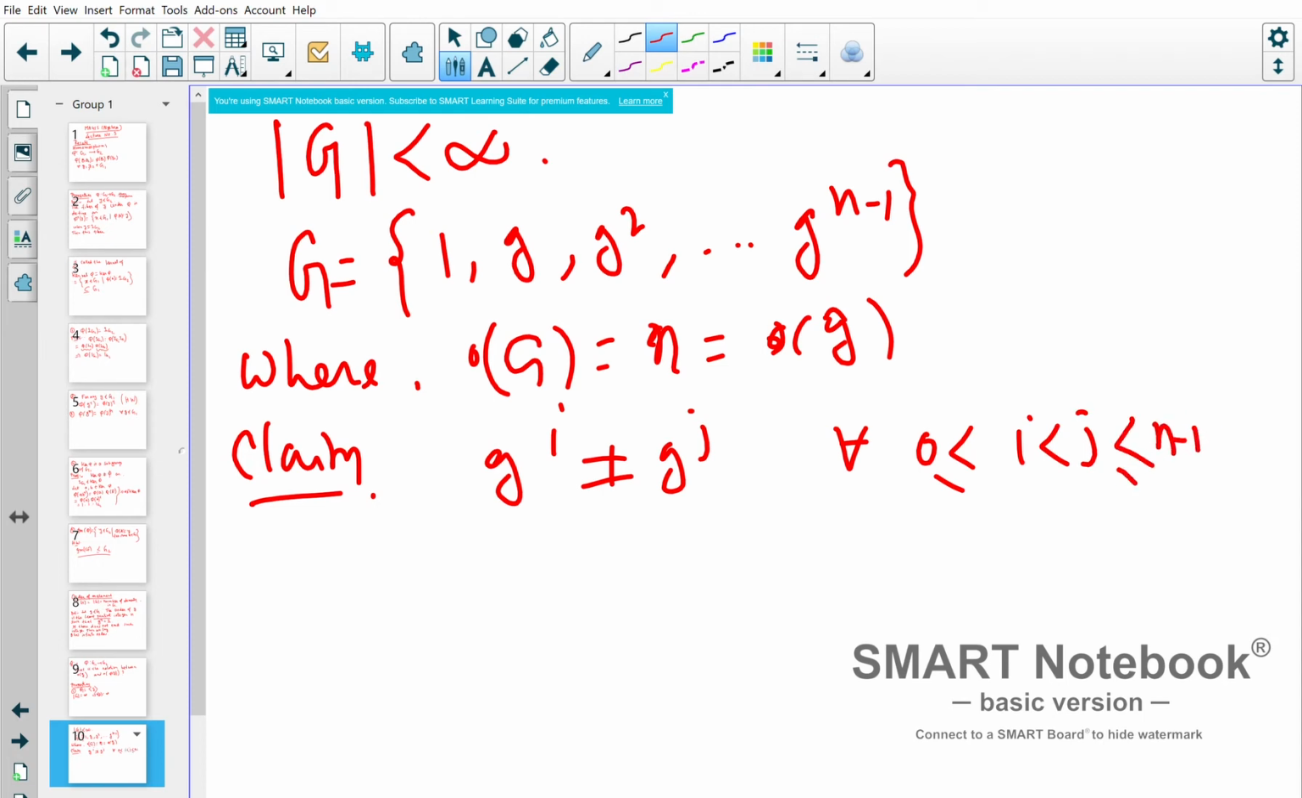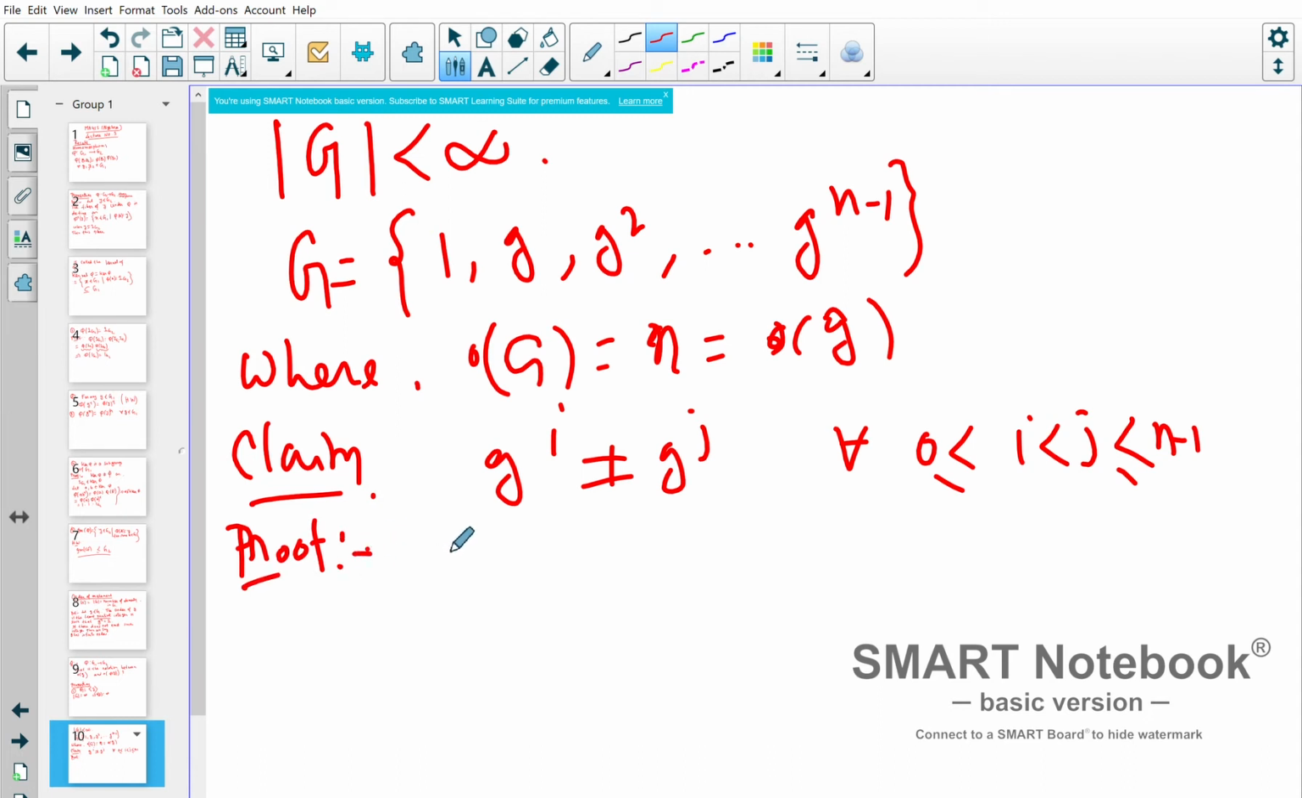Okay, so in between these are all distinct, and the proof is simple, because if not, then g power i equals g power j for some i and j, and that will give you that g power some integer is identity, which is less than n, and which contradicts. Okay, so let me give the proof briefly.